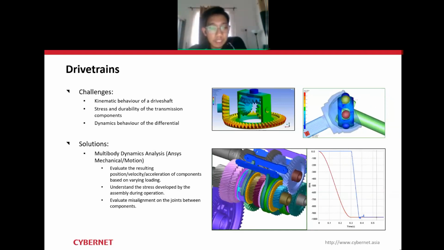on the interaction between parts such as gears, shafts, or joints and so on. So we can evaluate the stresses being developed on each of these components during the dynamic operation of the components, or even predict any sort of misalignment on the joints or the connections between the components.